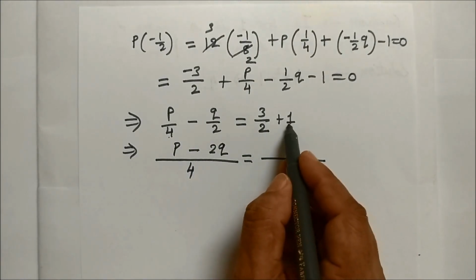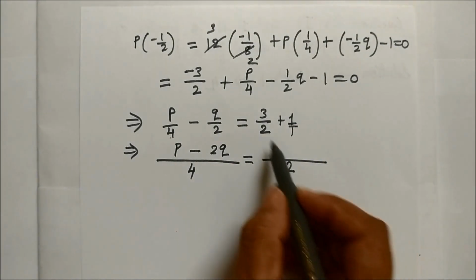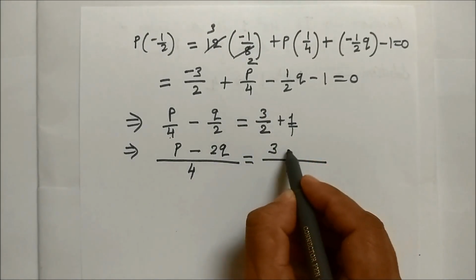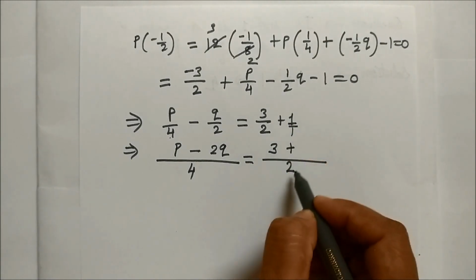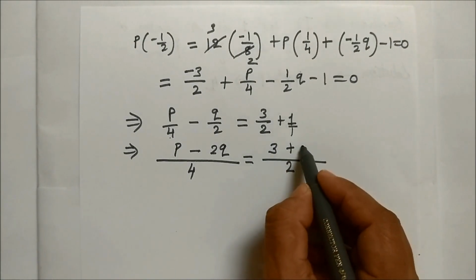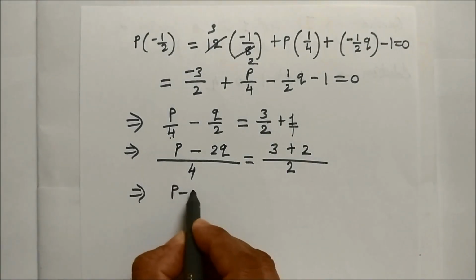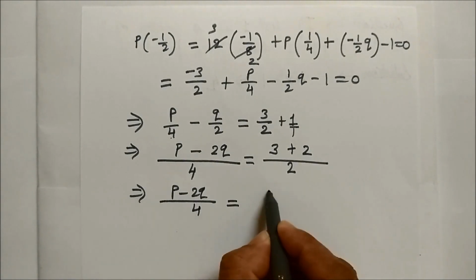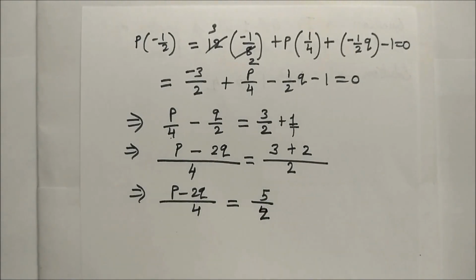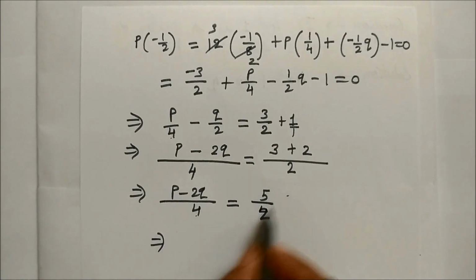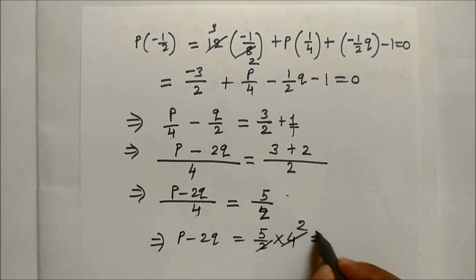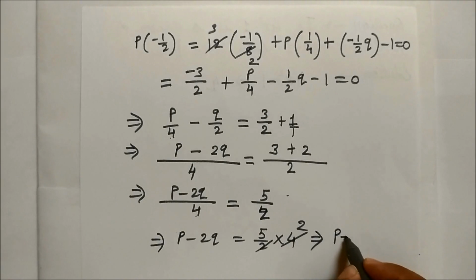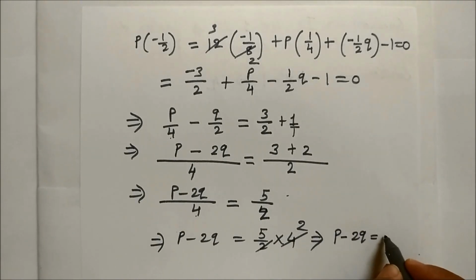Here LCM is here 2. 2 divided by 2 is 1, multiplying in numerator. 3 into 1 is 3 itself. 2 divided by 1 is 2, multiplying in numerator. 2 1s are 2. So we have here p minus 2q upon 4 is equal to 5 by 2. After that we shift this 4 right hand side. P minus 2q is equal to 5 upon 2 into 4. We can cancel it. After cancelling it we will get equation p minus 2q is equal to 5 2s are 10.